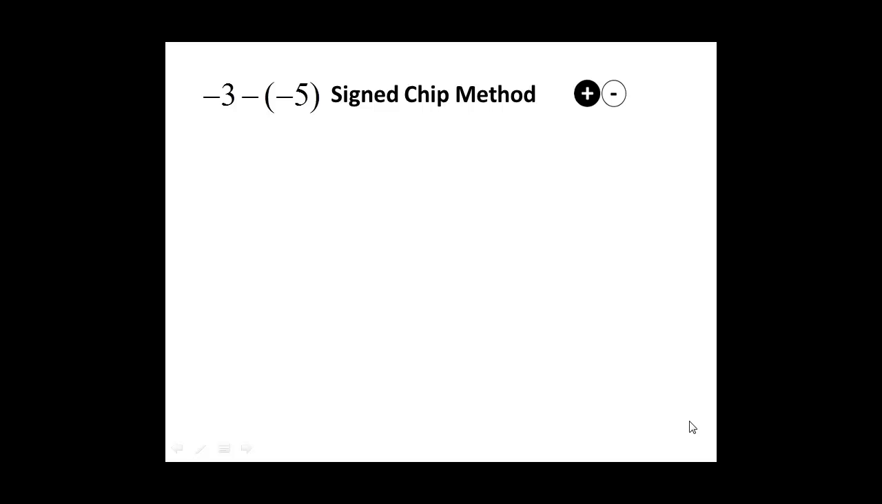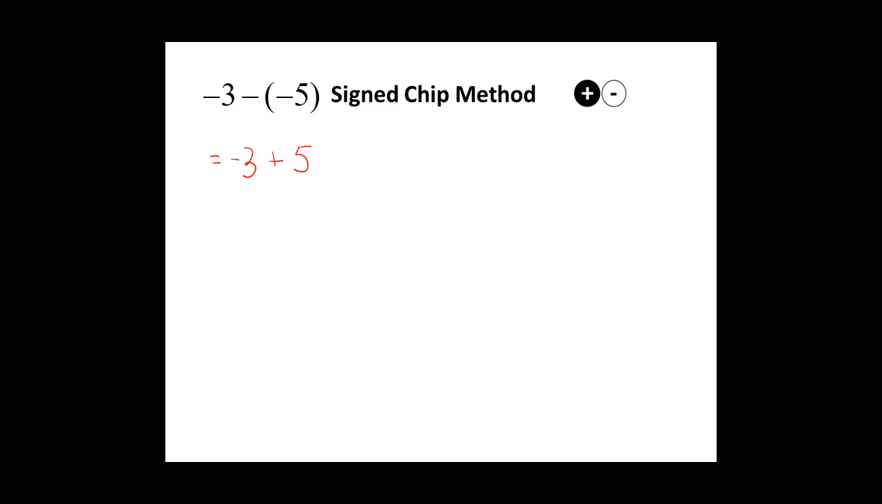This problem is negative 3 minus negative 5. We can change any subtraction problem to an addition problem by adding the opposite. We can change this problem to negative 3 plus the opposite of negative 5, which is 5. The problem negative 3 minus negative 5 is equivalent to negative 3 plus 5. When we have minus a negative, we can change it to addition.